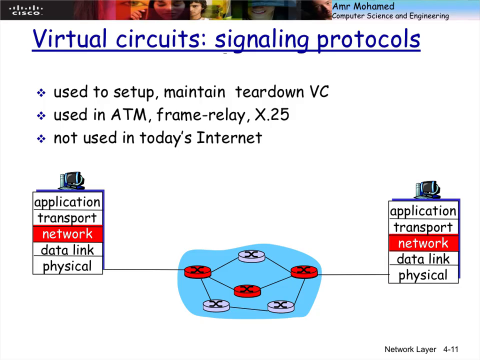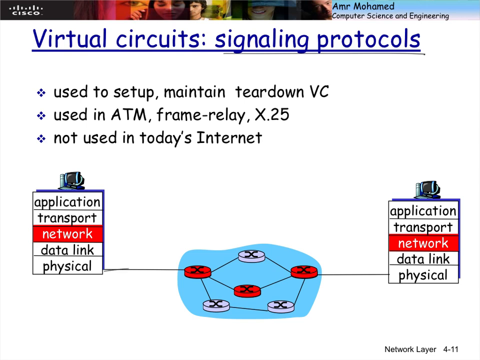The virtual circuit signaling, this is what we use for call setup and tear down. So we have to establish a virtual circuit first. The way that we come up with these virtual circuit numbers is that first, we have to send a signal.